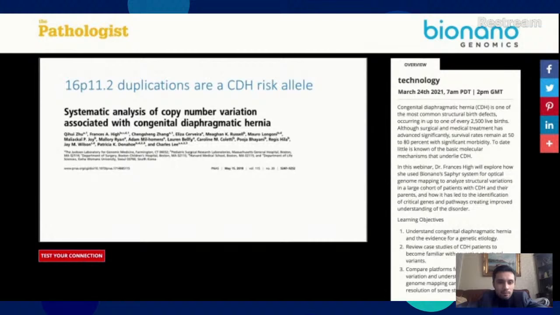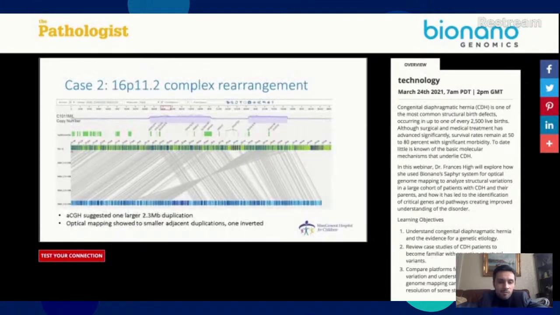And at that time, we had used microarray technology to study a large cohort of CDH patients and compared them to population controls. And we found duplications at this locus that were enriched with statistical significance compared to controls. So we wanted to try and understand what was going on at this locus in more detail. So we chose one of these patients to study with Bionano. And the result was quite intriguing.